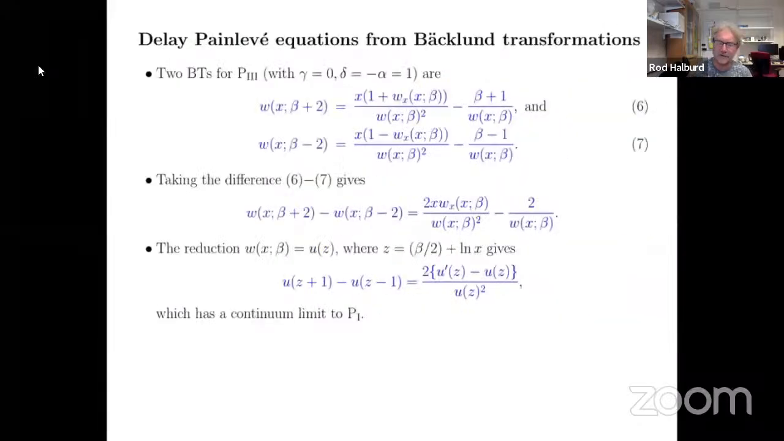You can do something similar with the same transformations by taking the difference. So if you take the difference, you end up with this equation. Now this still involves shifts with beta and derivatives with x. But if you take a simple reduction, then you end up with this equation that we have here. So this equation is also a reduction of an integrable equation, and it has a continuum limit to Painlevé 1. So this is again a decent candidate for a Painlevé differential delay equation.